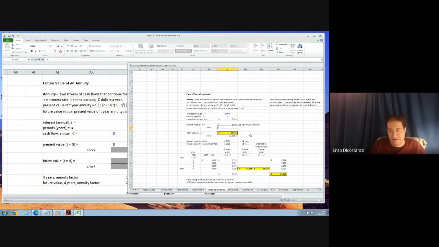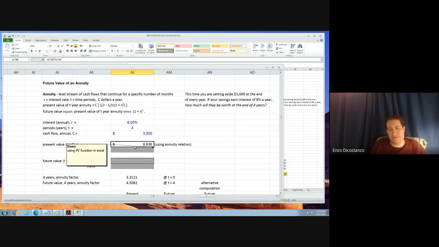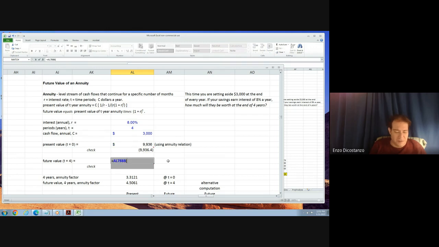Okay, and this is simply a check on what we just did. We use the Excel formula for that. Again, I'm not a big fan of the Excel formulas, but okay. And now from here, you're going to take this, multiply by 1 plus that 8% to the 4th power. So in other words, 3,000 invested 4 times over 4 years grows to 13,518 at the end of the 4th year.